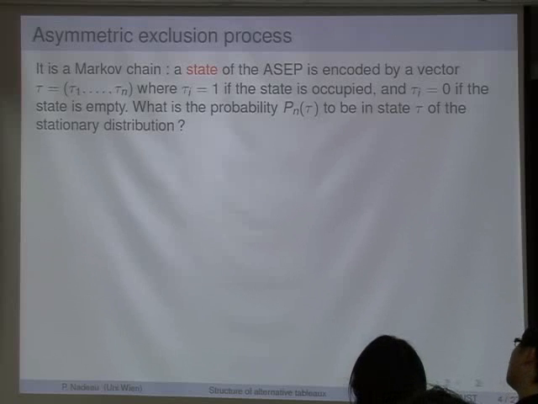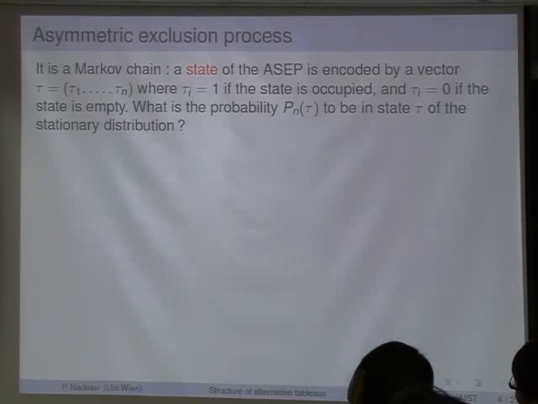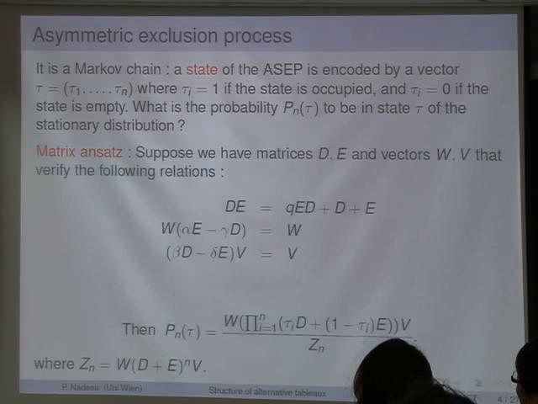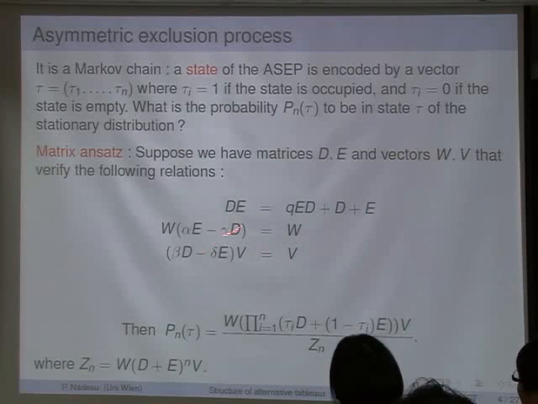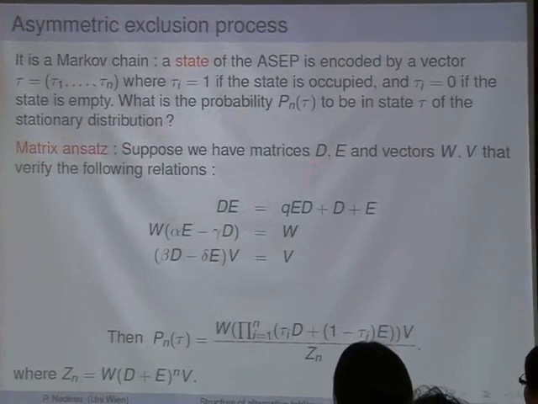Okay, so it turns out that these probabilities can be interpreted combinatorially in many cases. But how to find them? So what is the probability to be in a certain state tau? As I said, tau is a list of zeros and ones. So one answer is a very physical answer, if you want. This kind of ansatz is very well known in the physics literature.